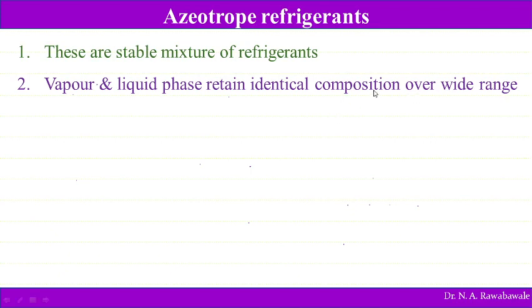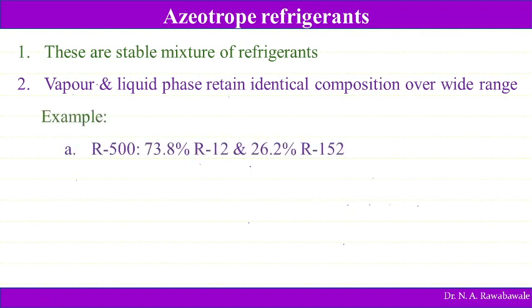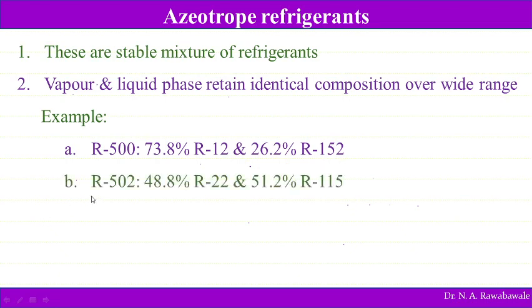Examples are R500, an azeotrope refrigerant which consists of 73.8% of R12 refrigerant and 26.2% of R152 refrigerant. The second is R502, an azeotrope refrigerant which contains 48.8% of R22 refrigerant and 51.2% of R115 refrigerant.